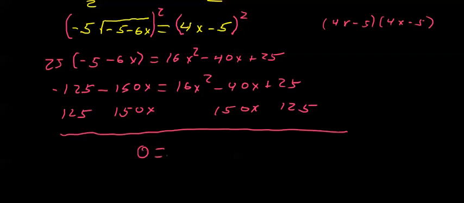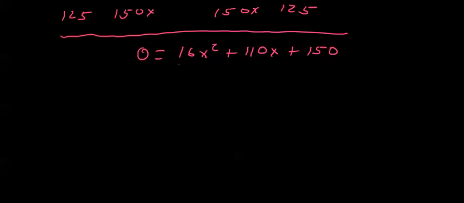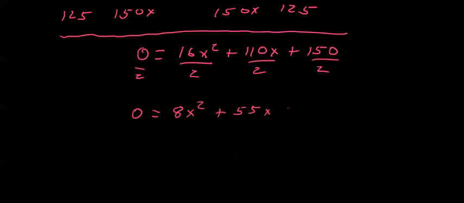0 then is equal to 16x squared plus 110x plus 150. And again, I can simplify. I can divide everything by 2 and the 0 also. And I get 0 equals 8x squared plus 55x plus 75.